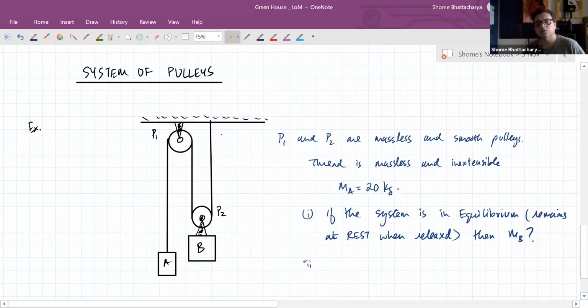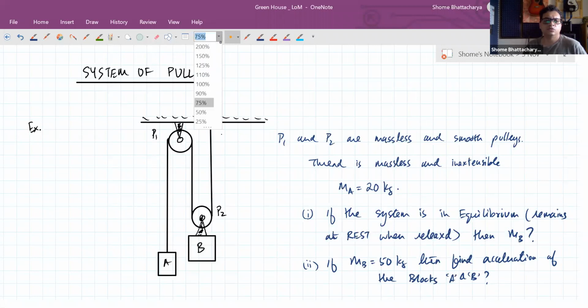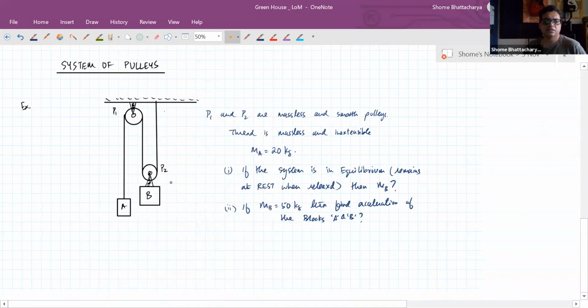And second part of the question is that if the mass of the block B is 50 kilograms, then find the accelerations of the blocks A and B. Okay. So I'm sure you will be able to visualize this problem, that acceleration is possible.